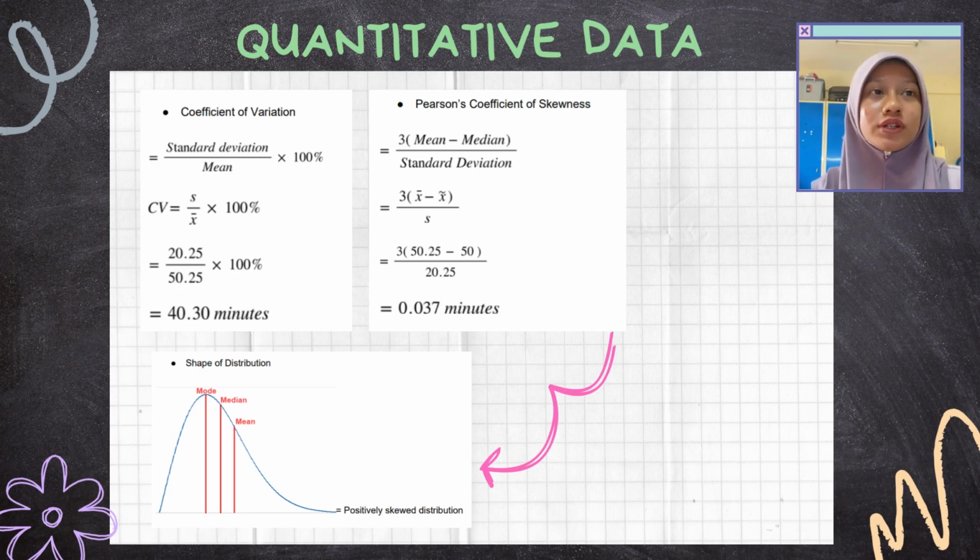Next is Pearson's coefficient of skewness. The formula will be 3 times (mean minus median) divided by standard deviation. So when you put the calculation into the formula, it will be 3 times (50.25 minus 50) divided by 20.25. You will get 0.037 minutes. So the last but not least, the shape of distribution will be a positively skewed distribution.